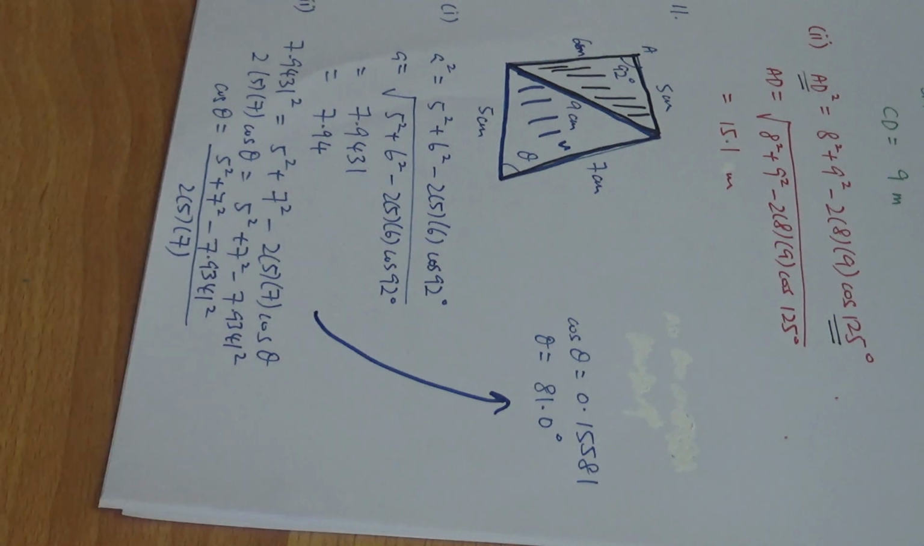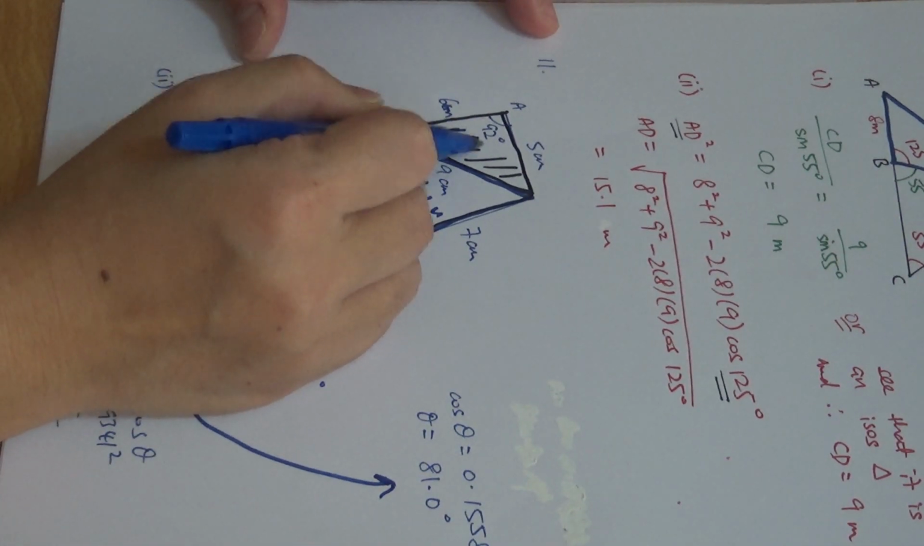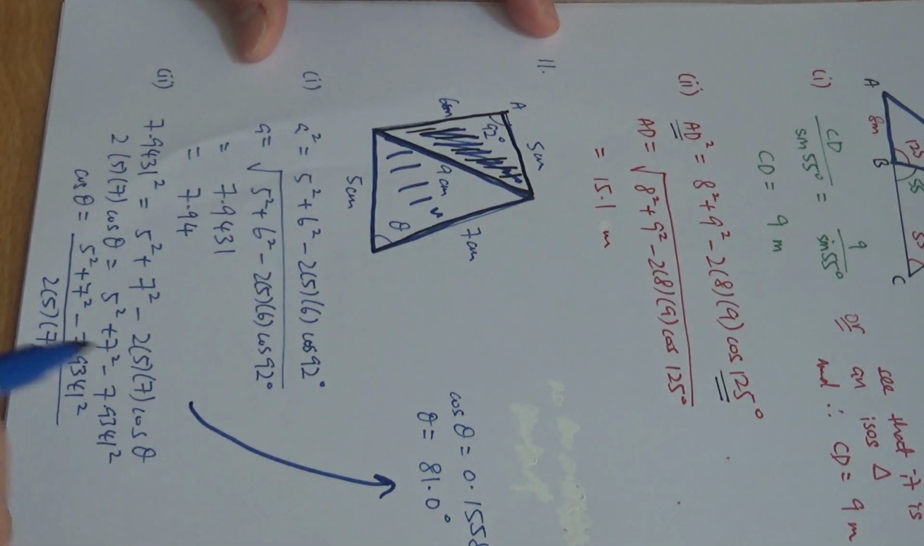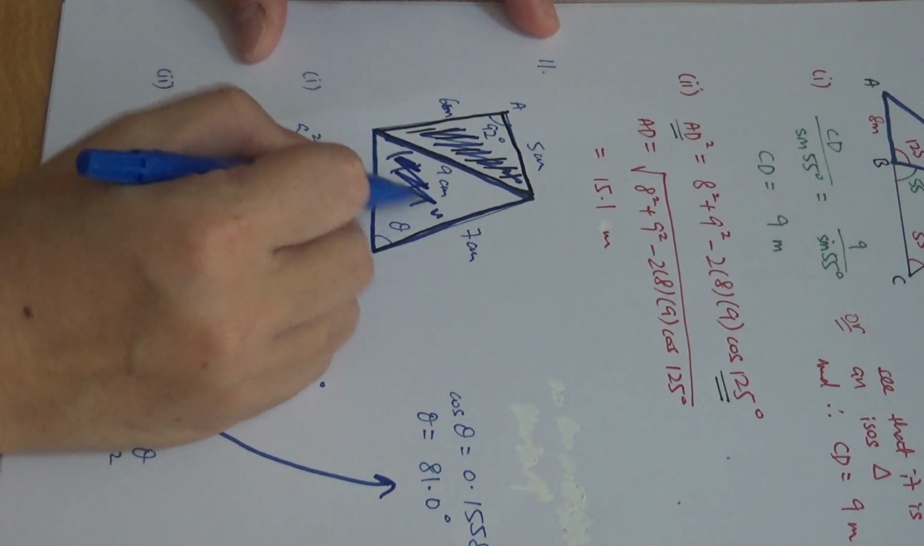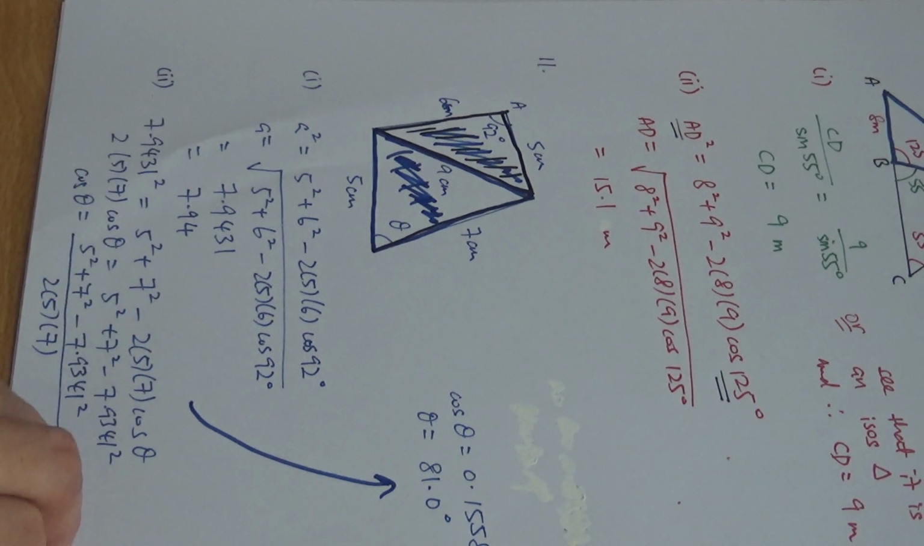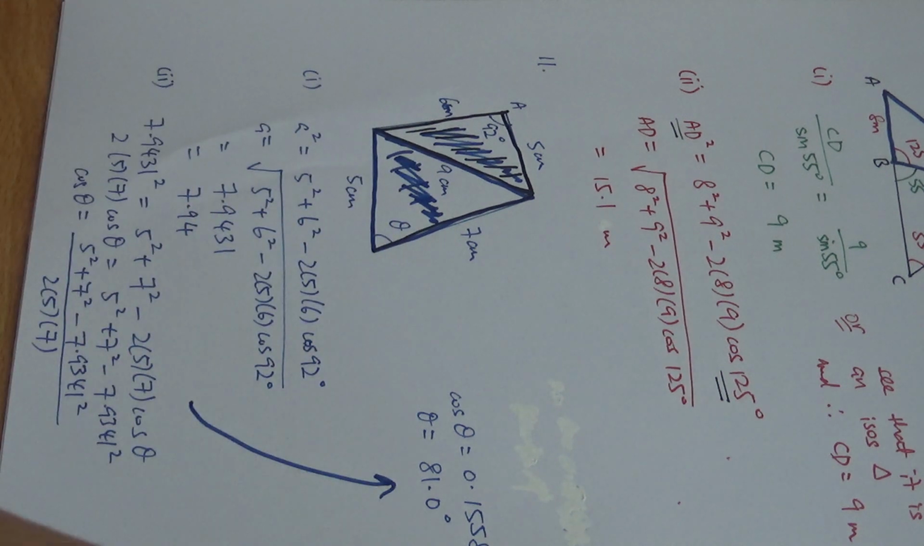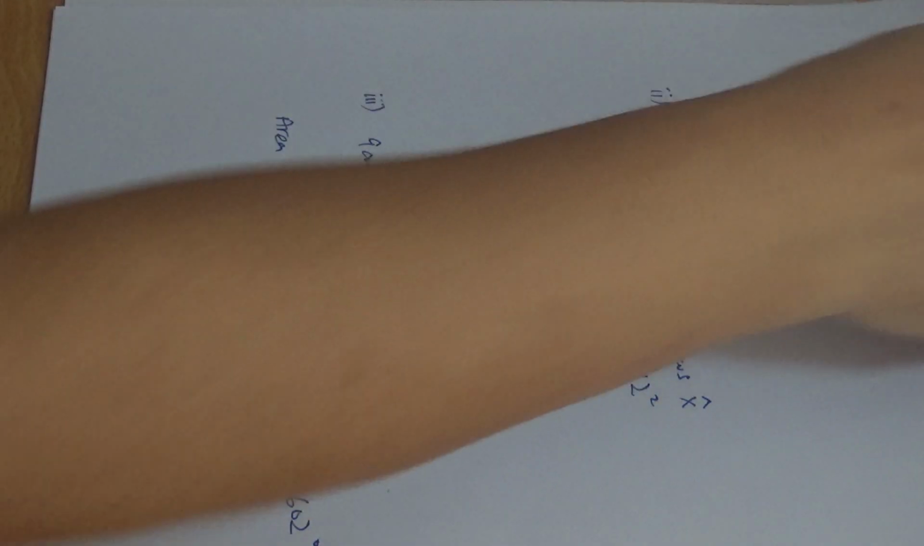So I repeat, for part A, you look at this triangle here on top, and for part B, you look at this triangle here below. Alright, so this will be the answer to question 11. I'm going on to question number 13.